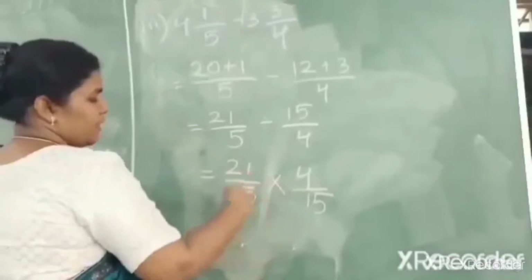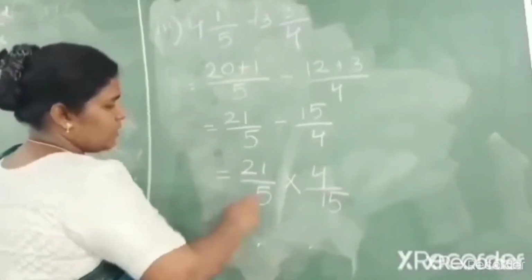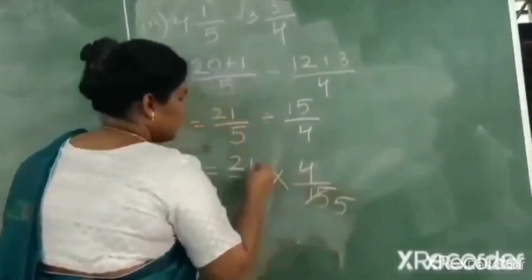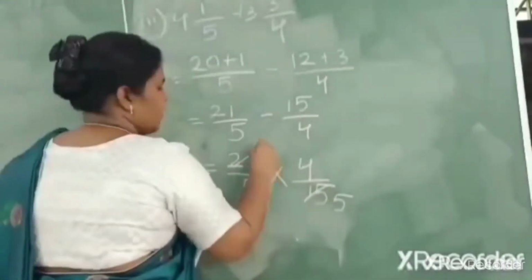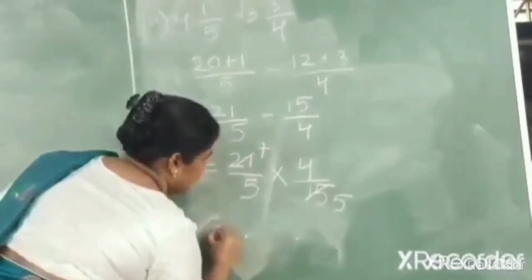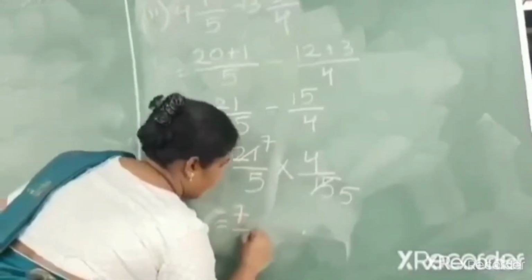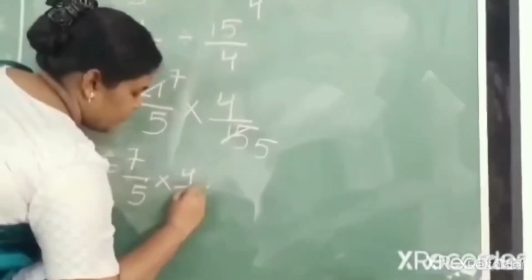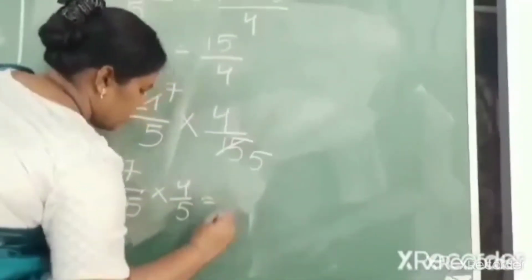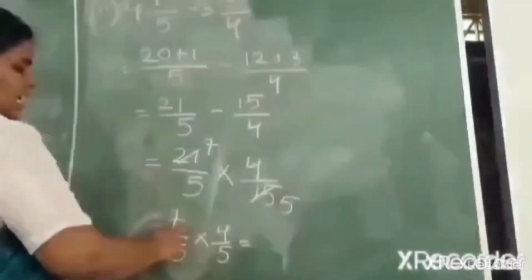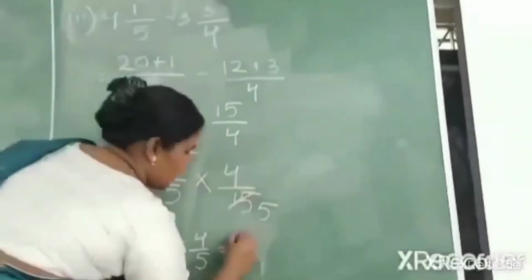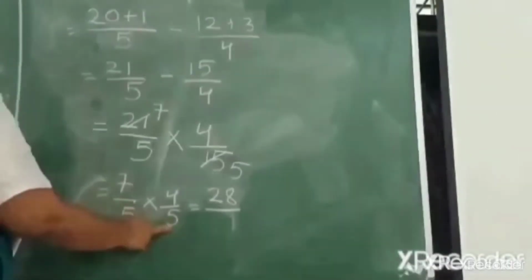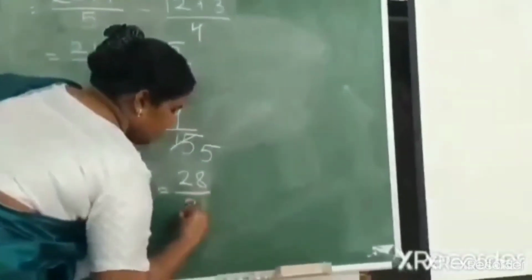So there is a cancellation. In the 3 table it will go: 3 fives are 15 and 3 sevens are 21. So we are left with 7 by 5 into 4 by 5. There is no way to cancel it out. 7 fours are 28 and 5 fives are 25.